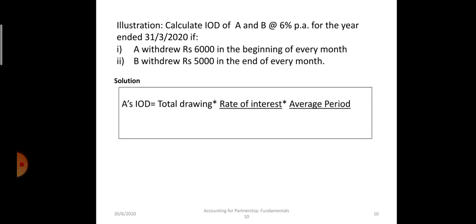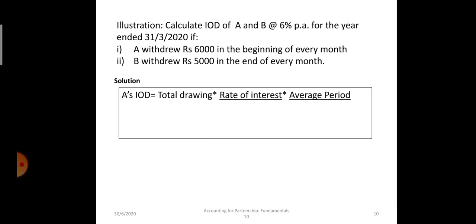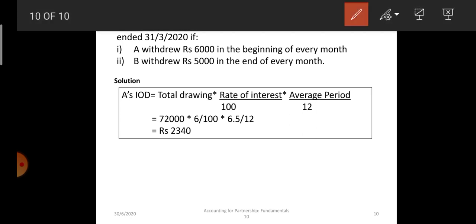So in first case, interest on A's drawing will be, total drawing is 72,000 rupees. Rate is 6 upon 100 into 6.5. Average period will be 6.5 because it is in the beginning of every month. The amount comes to 2,340 rupees. See, the average period is 6.5. Total drawing 6,000 into 12, 72,000 rupees. So on 72,000 at the rate of 6% for an average period of 6.5, the interest on drawing is 2,340 rupees.